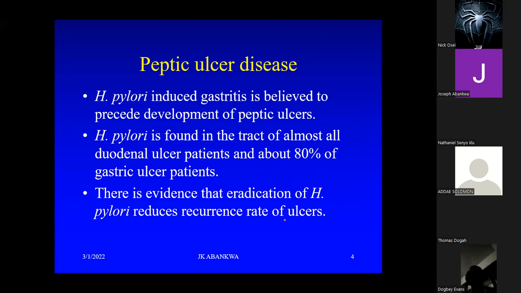Now, Helicobacter pylori induces gastritis and is believed to precede development of peptic ulcer, okay? It is found in the tract of almost all duodenal ulcer patients and about 80% of gastric ulcer patients. Please mind you, this is pathology. There will be no question on pathology, but to help us understand what is going on, that's why I have included this part in the slides. There is evidence that eradication of Helicobacter pylori reduces the recurrence rate of ulcers.